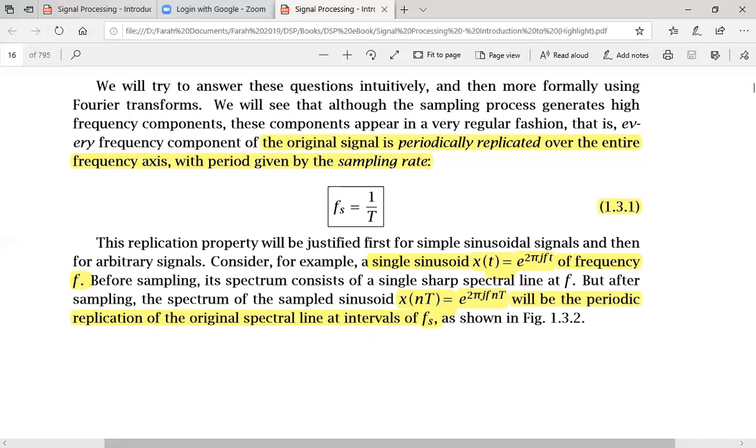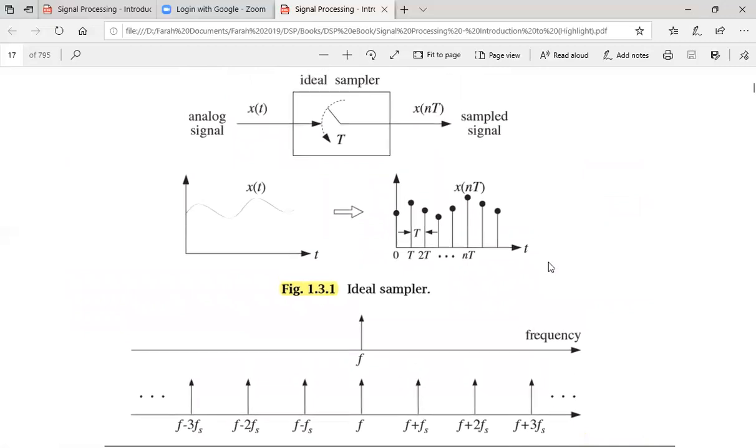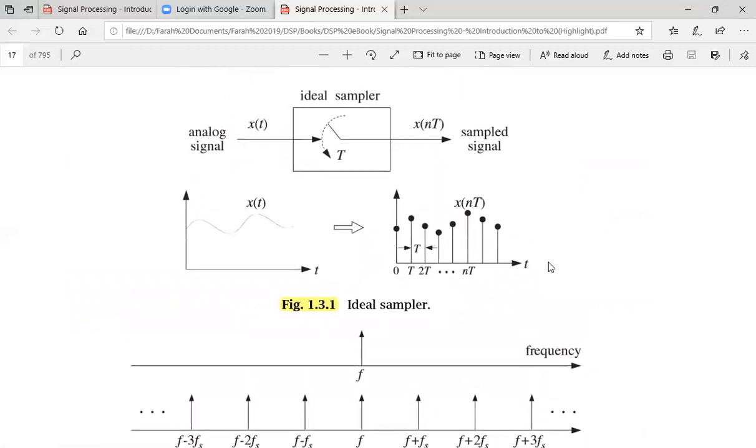For example, now you have a sinusoid that is expressed as x(t) = e^(j2πft). It means it is a complex signal. It would have both sine and cosine terms. And here, what you observe is that if you have this type of signal that has only one frequency f, the spectrum would be a single line spectrum, and that appears on the next page in figure 1.3.2.